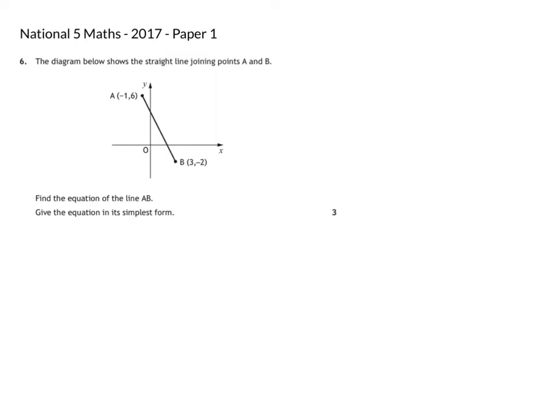Okay, so for question 6, we have a diagram showing a straight line joining points A and B. We need to give the equation of the line AB and give it in its simplest form. So when we're finding a straight line, we're aiming for y equals mx plus c. So the things we don't know are m and c. x and y are variables, so they're staying as is. So we need to be able to work those out.